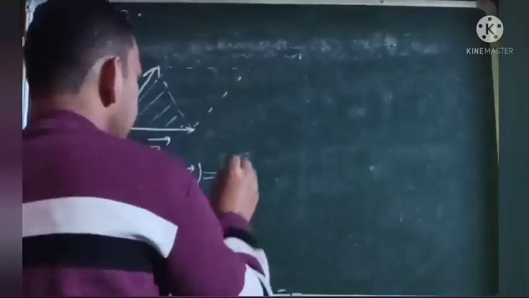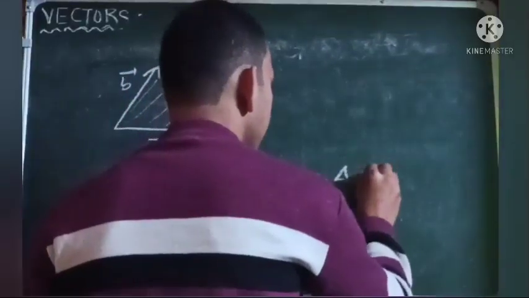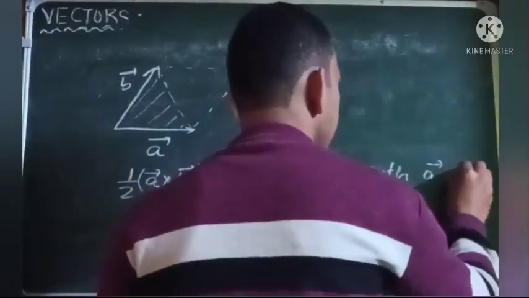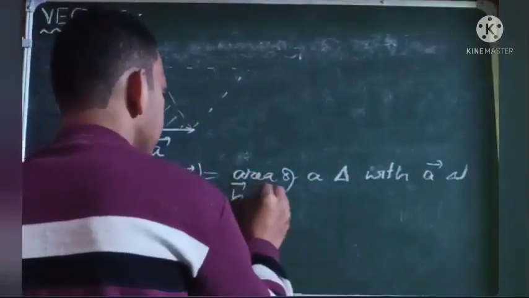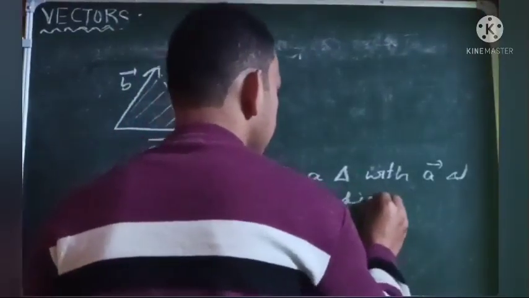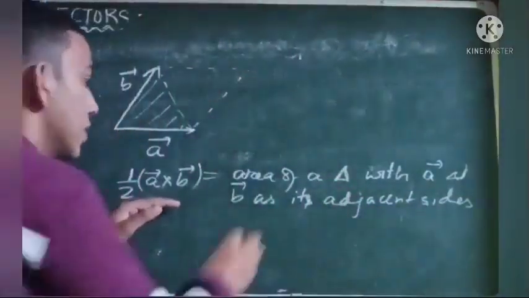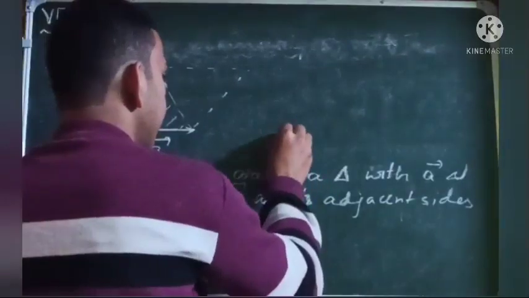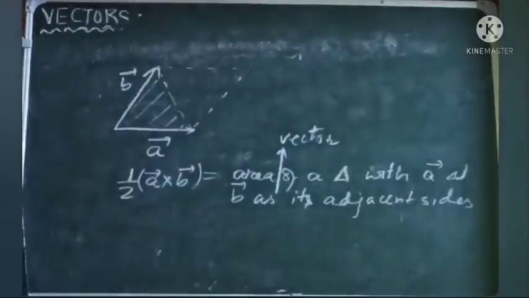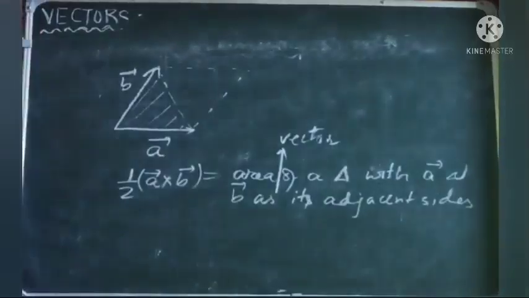It will represent the area of a triangle with A vector and B vector as its adjacent sides. Since this is a vector quantity, it will be the area vector. It is not scalar. The magnitude of this area will be half of the magnitude of A cross B.